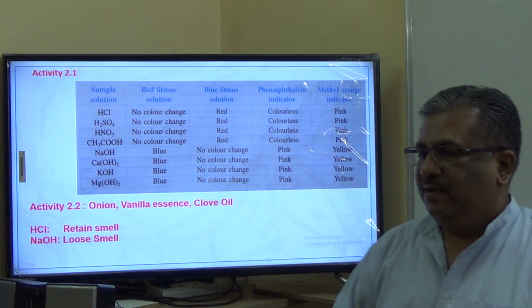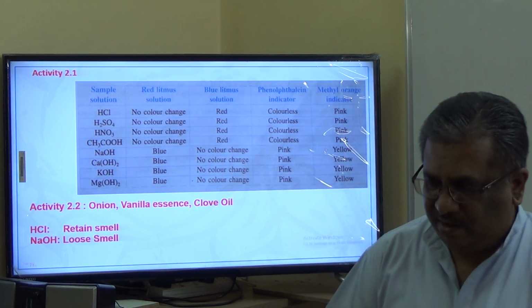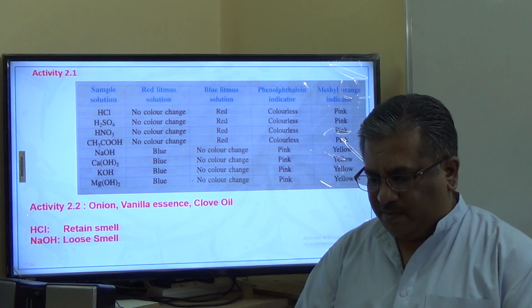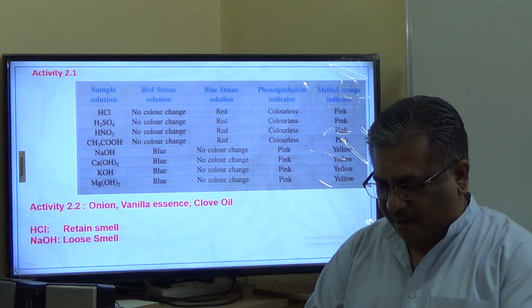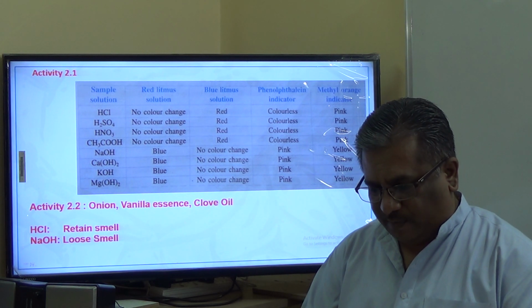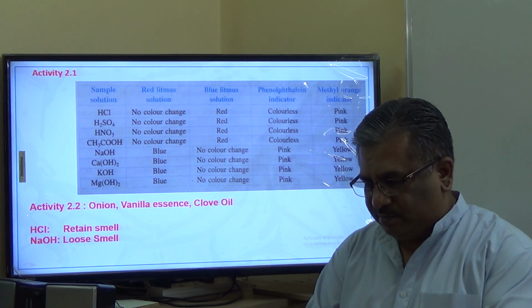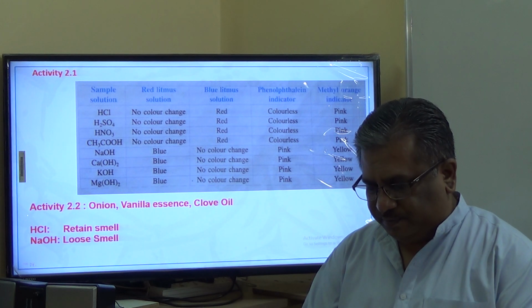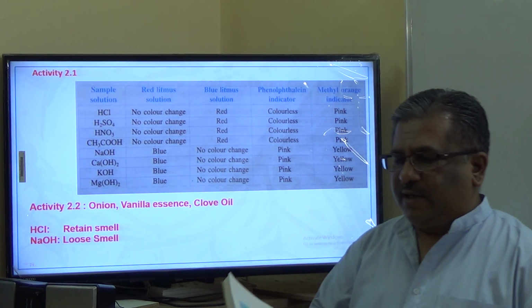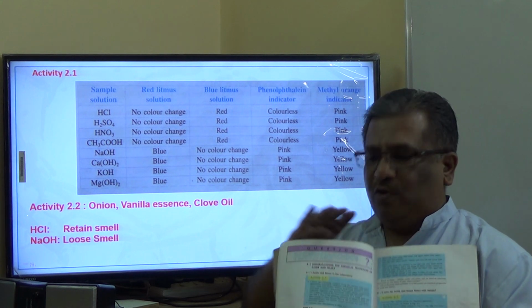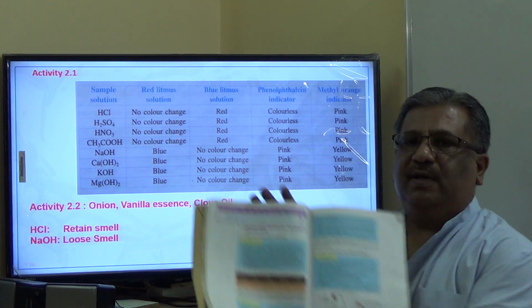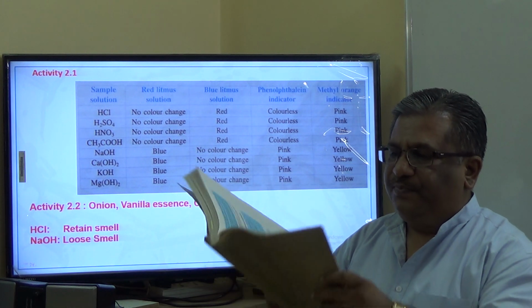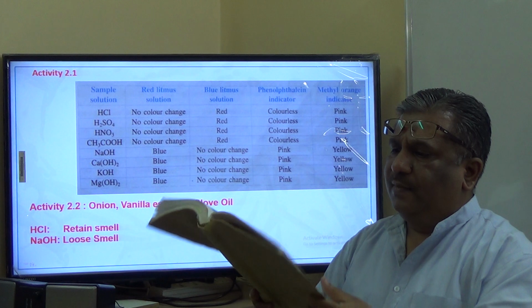Now, very important, there is an activity 2.1 in your textbook. Activity 2.1. See here in your textbook there is an activity 2.1 which is given. So here you can see activity 2.1. I will read this activity very quickly. I hope I am also visible.